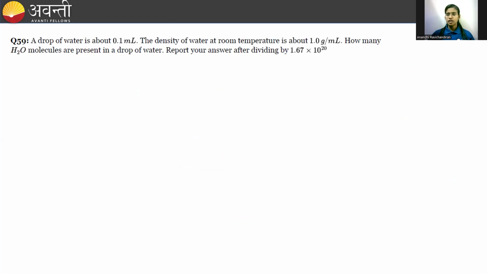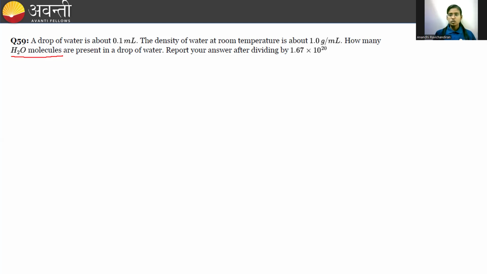It is question number 59, which is the last question for this session. The question says, a drop of water is about 0.1 milliliter. The density of water at room temperature is about 1 gram per milliliter. How many H2O molecules are present in a drop of water? Report your answer after dividing by 1.67 into 10 to the power 20. So, we have to find out the number of water molecules first.